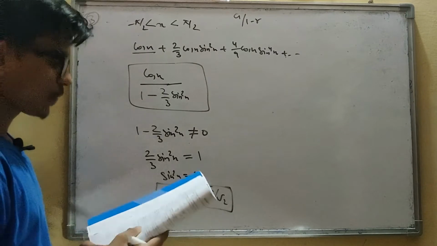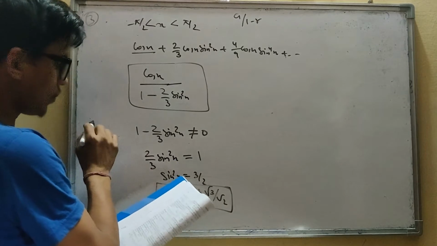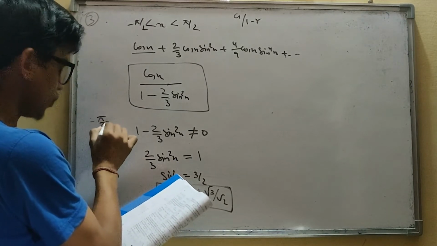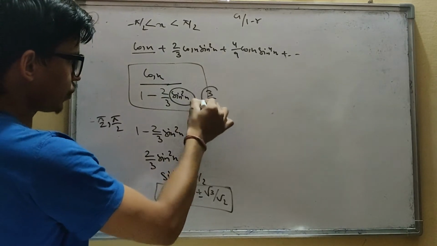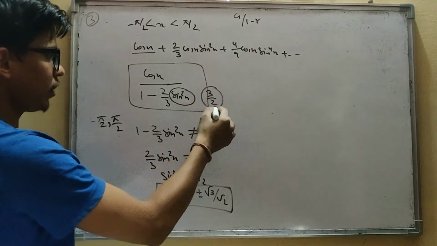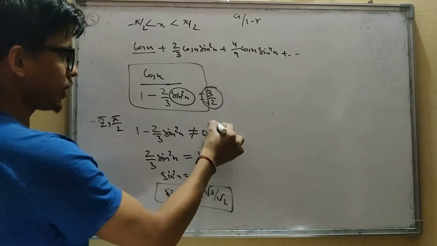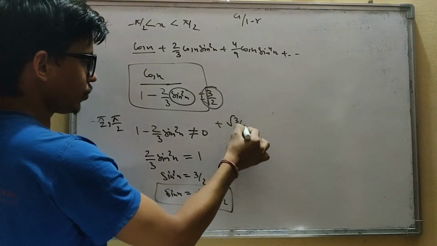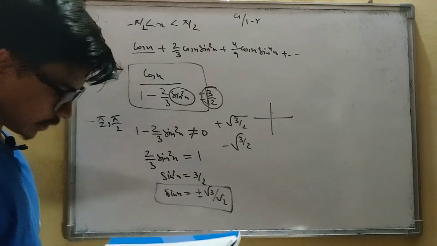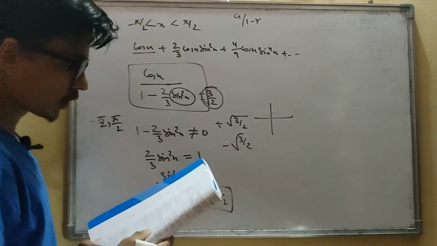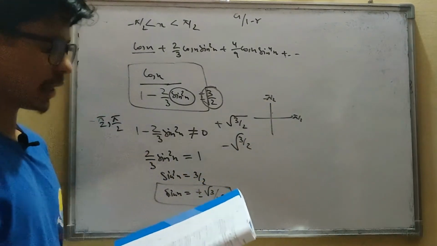So what we can do, see, x should belong to, according to the options, minus pi by 2 to pi by 2. So if sine square x becomes 3 by 2, or you can say sine x becomes plus minus square root of 3 by 2, so we know that the values are given from minus pi by 2 to pi by 2, and all these values are lying in the first quadrant.